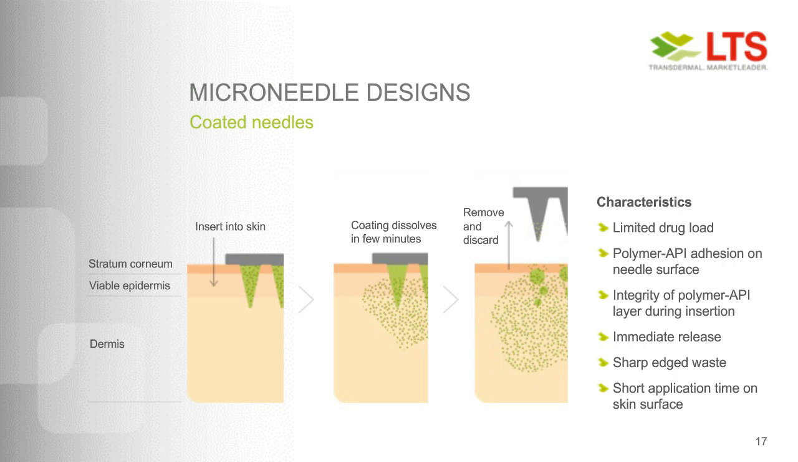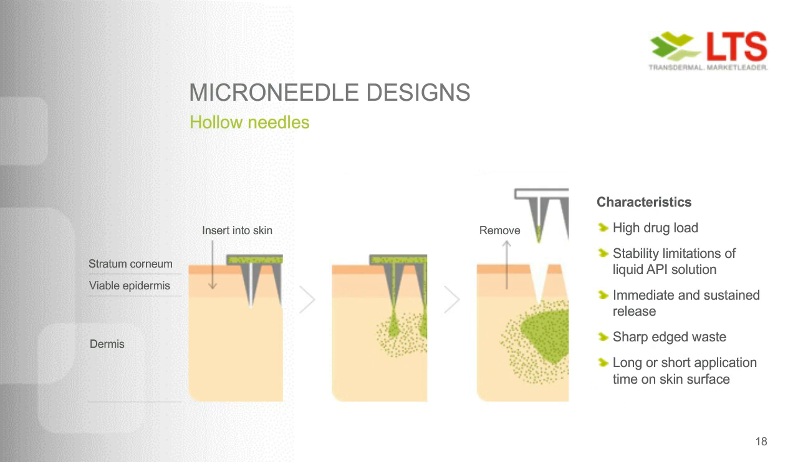Typically, this is an immediate release system, and you have sharp-edged waste because you pull out this metal needle or this plastic needle. The big advantage is it's a short application time. You punch it in, it is released most likely very fast. You pull it out, so you don't have any kind of medication on the skin surface any longer. So when it comes to the next microneedle design, it's actually hollow needles.